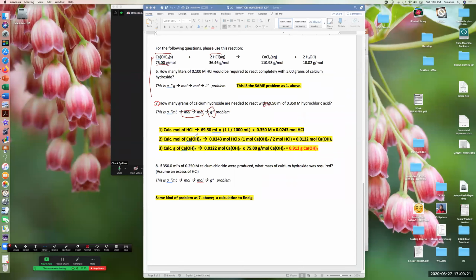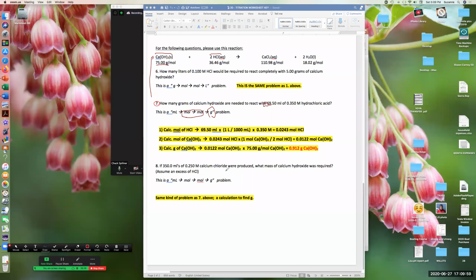Next, we want to calculate the moles of calcium hydroxide. We'll take our 0.0243 moles of HCl times the mole ratio of our reaction, that's 1/2, and we get 0.0122 moles of calcium hydroxide. Lastly, we'll take our moles of calcium hydroxide and multiply times the molar mass of calcium hydroxide. That gives us 0.912 grams of calcium hydroxide. So that's the end of that problem.